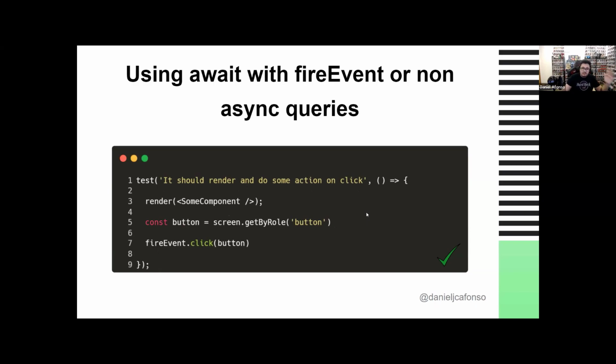The only reason you're going to use an await is if you're waiting for an asynchronous util, if you're waiting for an asynchronous query like the find by, or if you're using the user event library. With all these things, you don't need to await for them.